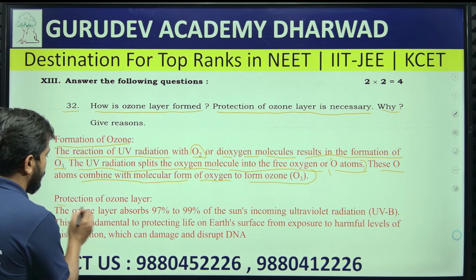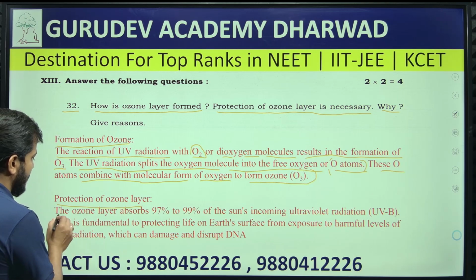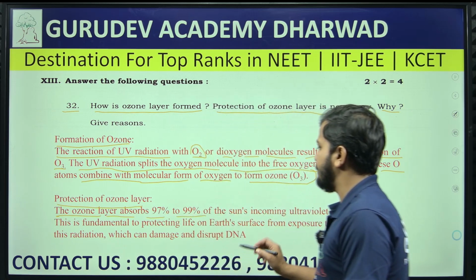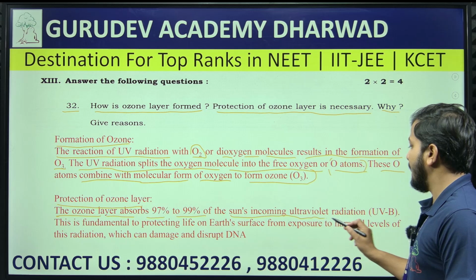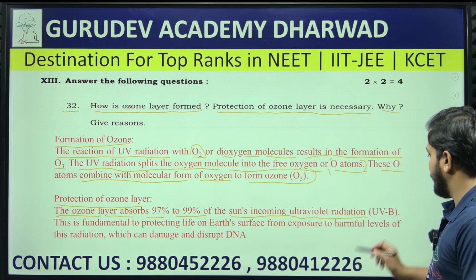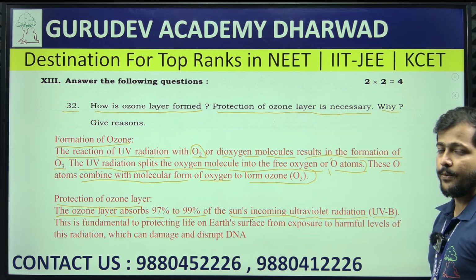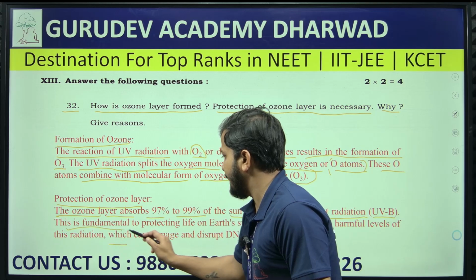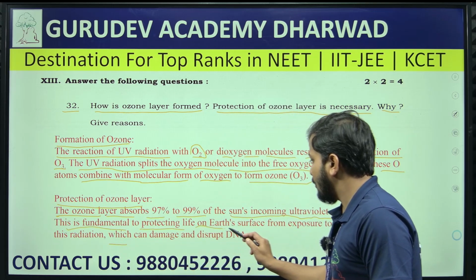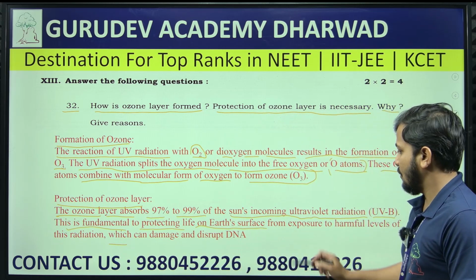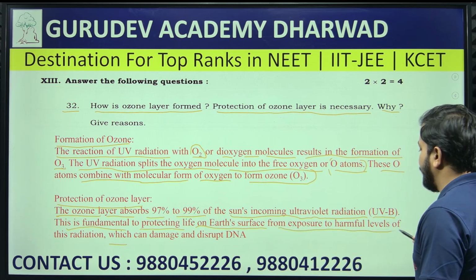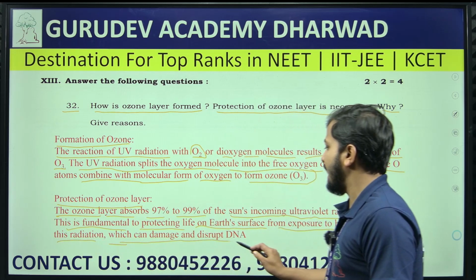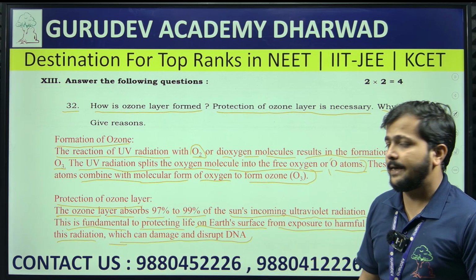Now protection of the ozone layer is necessary. The ozone layer absorbs 97 to 99% of the sun's incoming ultraviolet radiation, that is UVB. This is fundamental to protecting life on the earth's surface from exposure to harmful levels of these radiations, which can damage and disturb the DNA.